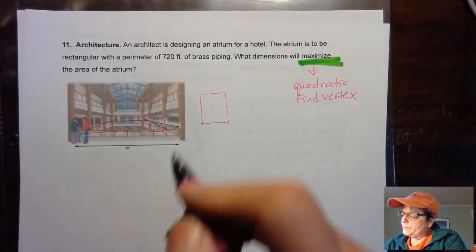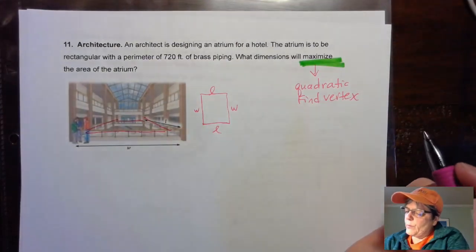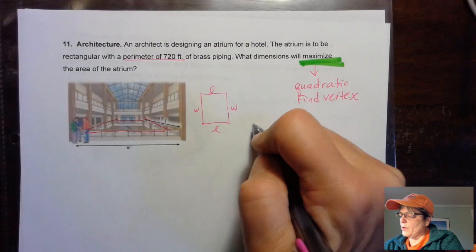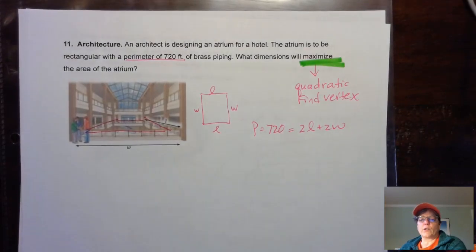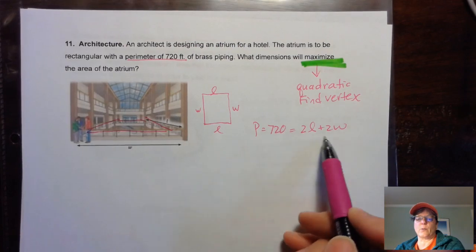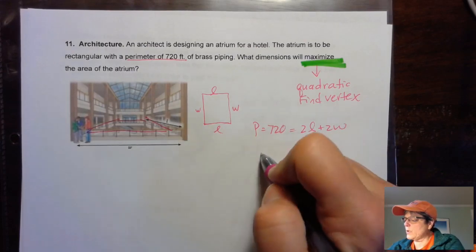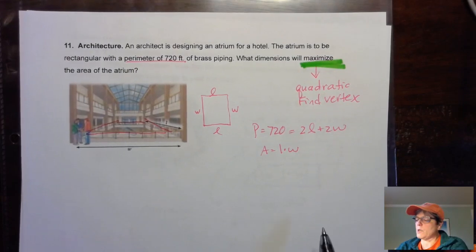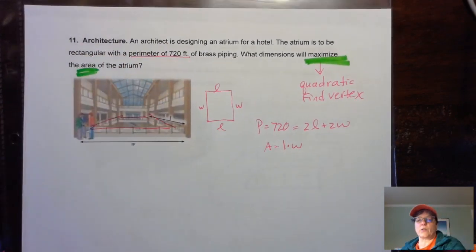We've got width, length, and we know that the perimeter is 720 feet. So perimeter equals 720 equals 2 lengths plus 2 widths. And then again, we know we're looking for two equations here. We need to have a quadratic. This we can't solve because it's got two variables in it. So the other relationship we have here is area, which is length times width. And we know we have that other relationship because the question was what dimensions will maximize the area. So that tells us that area is going to be our other equation.